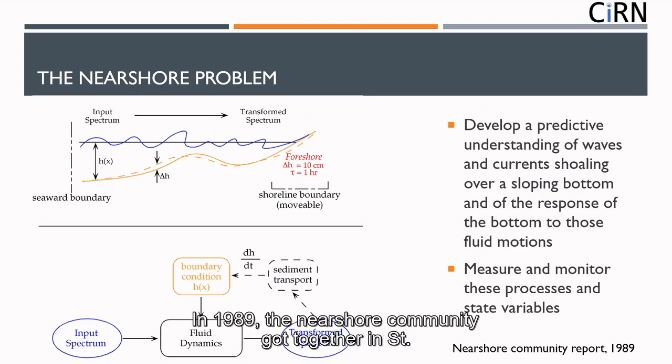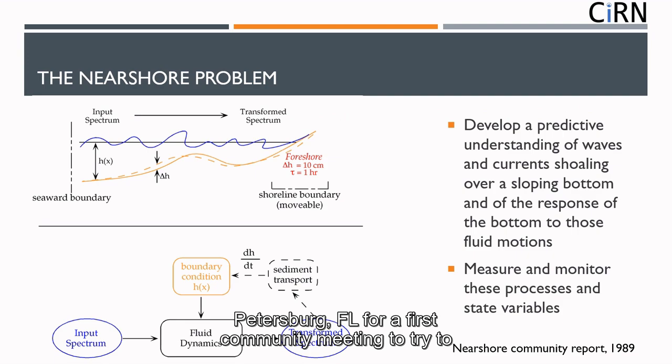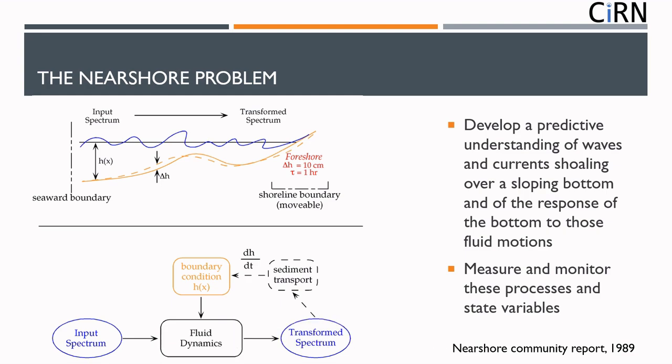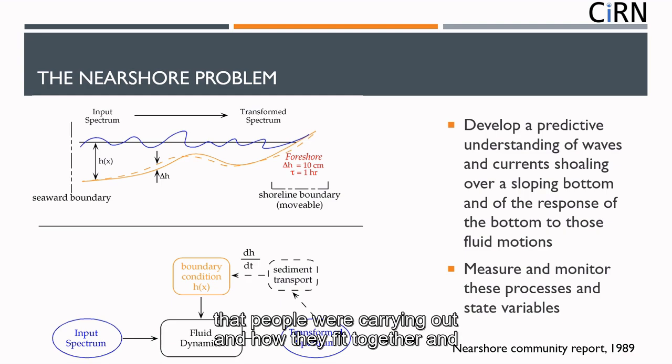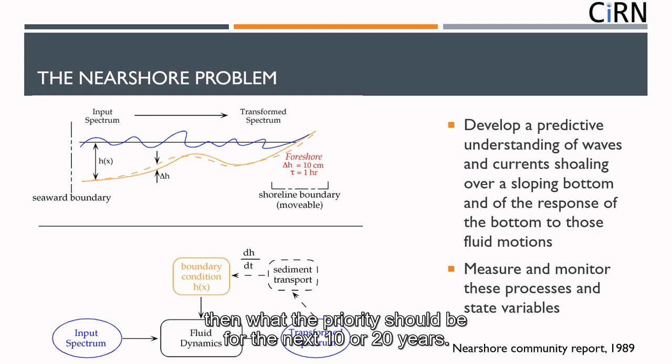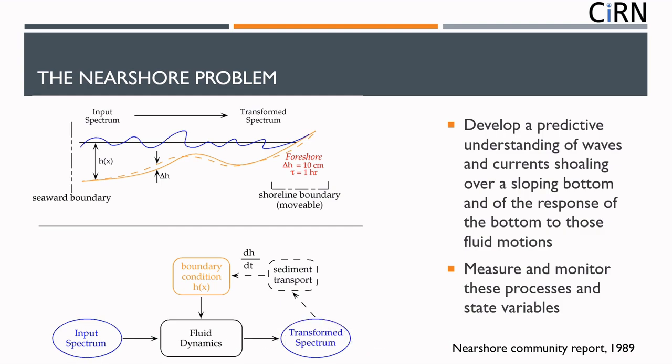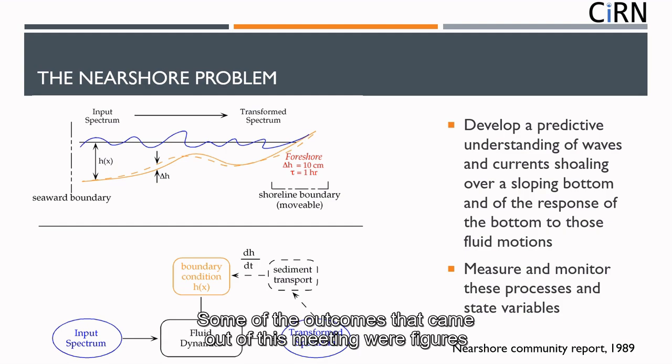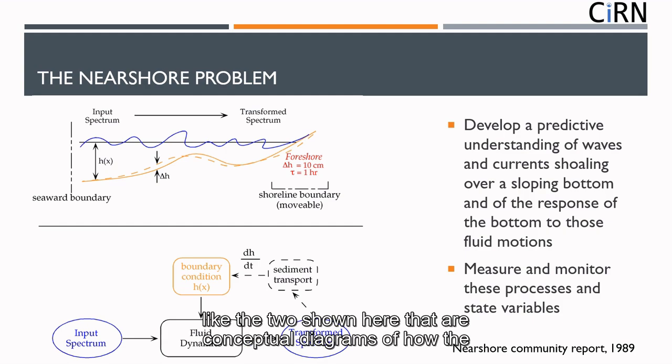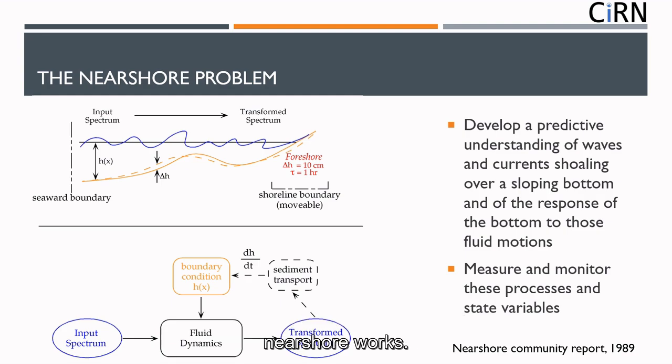In 1989, the nearshore community got together in St. Petersburg, Florida for a first community meeting to try to understand all the various components of the research that people were carrying out and how they fit together, and then what the priorities should be for the next 10 or 20 years. Some of the outcomes that came out of this meeting were figures like the two shown here that are conceptual diagrams of how the nearshore works.